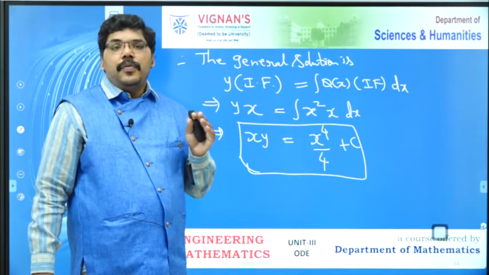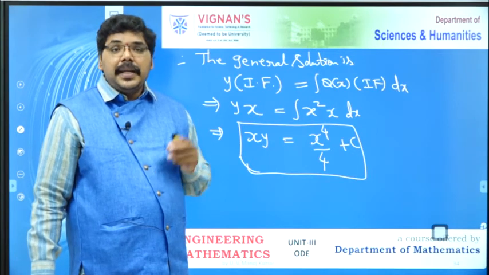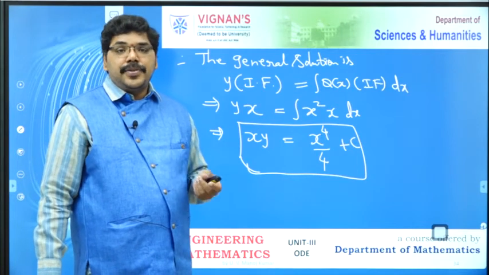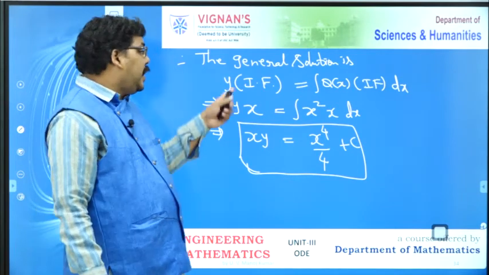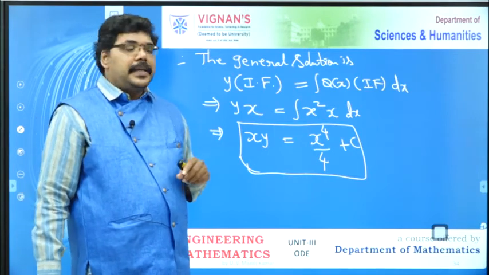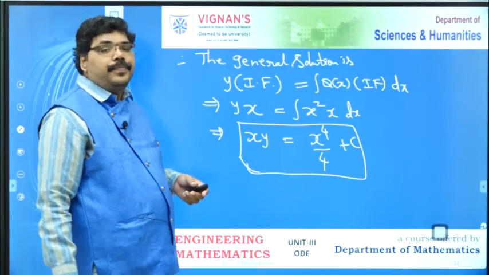Also you have to remember the formula for the integrating factor. What is the formula for the integrating factor? E power integral p dx. And what is the general solution? Y into integrating factor equals integral q of x into integrating factor dx. So after completing, we get this solution.